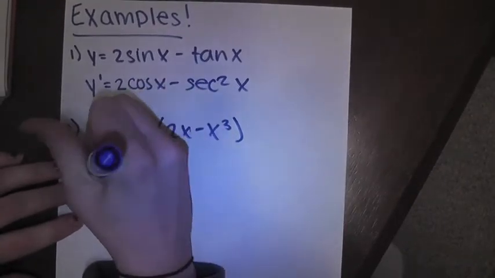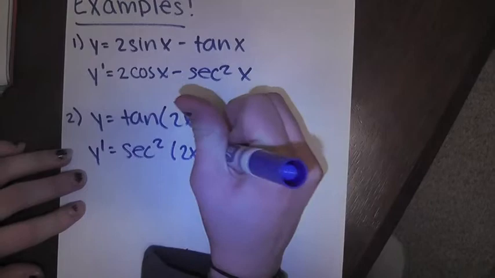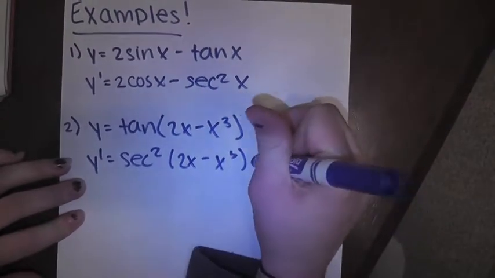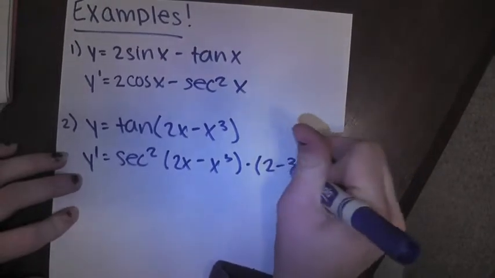Okay, given the equation y equals tangent of the quantity 2x minus x cubed, you take the derivative of the outside function first, so y prime would equal secant squared of 2x minus x cubed times the derivative of the inner function, which would be 2 minus 3x squared.